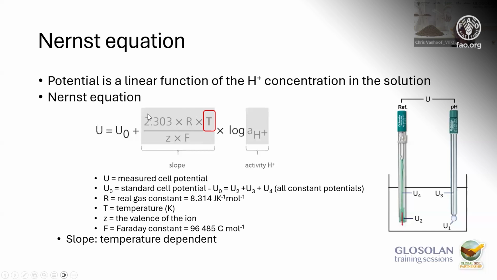Later on, you have the slope, which contains a few factors where R represents the real gas constant, T the temperature, which is an important factor because here you define that the pH is temperature dependent. So that's important to know, and I will come back to that later also. Z is the valence of the ion, and F is the Faraday constant. And then, of course, the logarithm of the activity or the concentration of the hydrogen plus ion, which represents the pH. So this is a linear calibration function that you see.